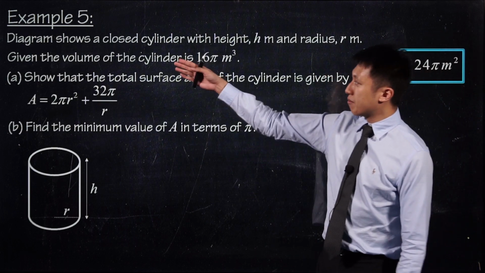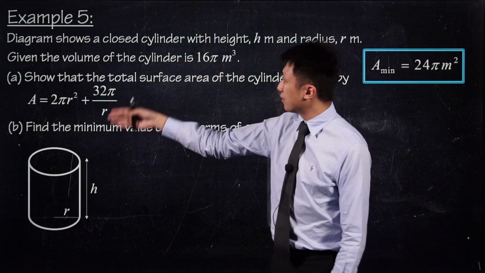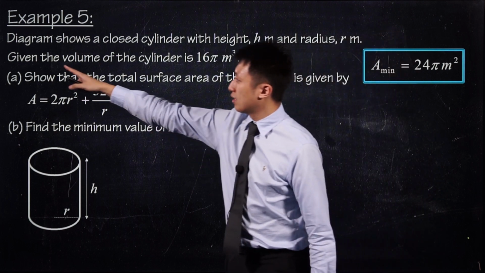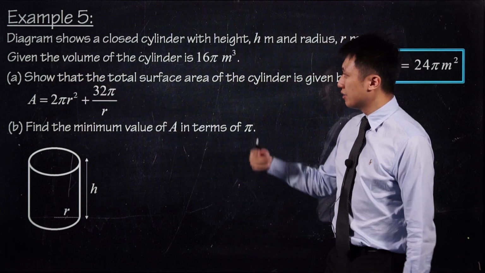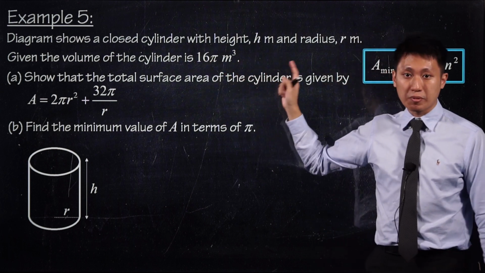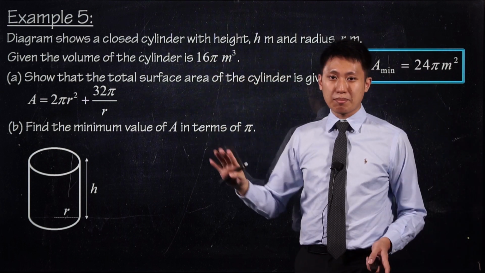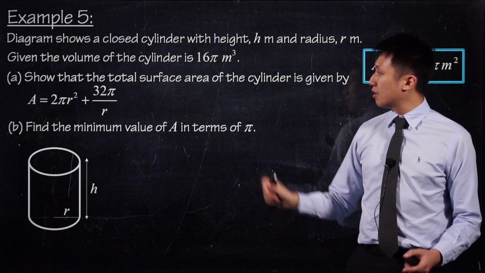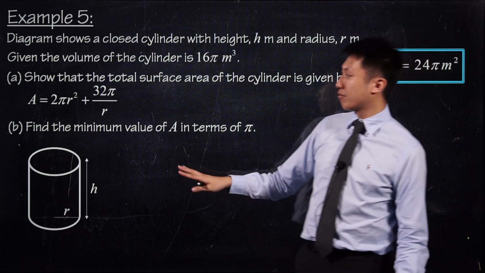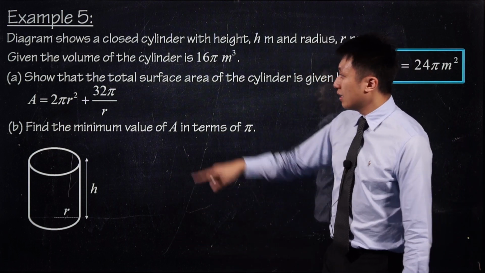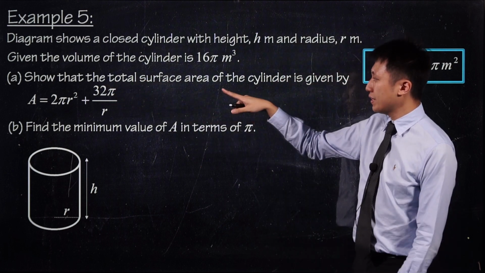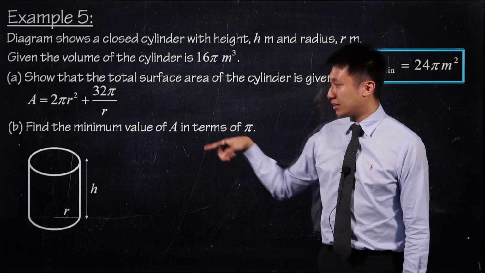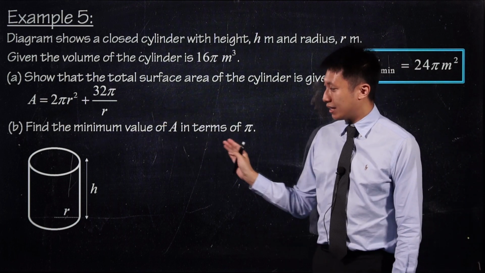Okay. So this diagram shows a closed cylinder with height h meter and radius r meter. Given that the volume of the cylinder is 16 pi m cube. Again, don't disturb this pi. Leave it as pi first. Eventually, if you want, you can change it to a number, but don't do it during the steps. You will make it very, very messy. Okay. Show that the total surface area of the cylinder is given by this one. This is the first question. Second question is to find the minimum value of A in terms of pi.